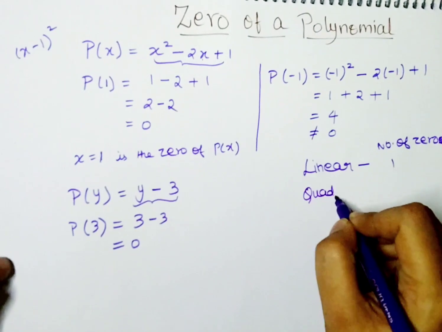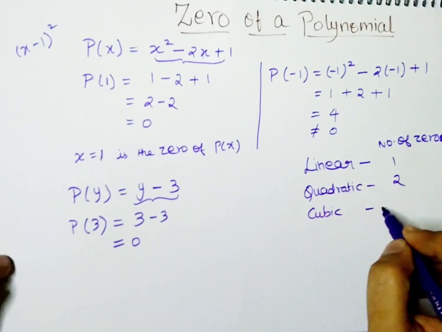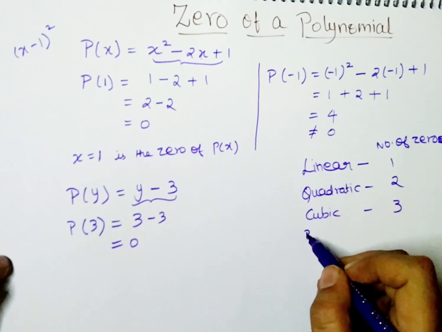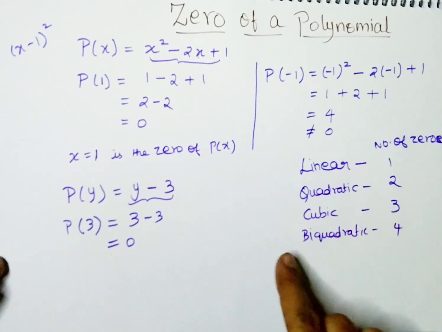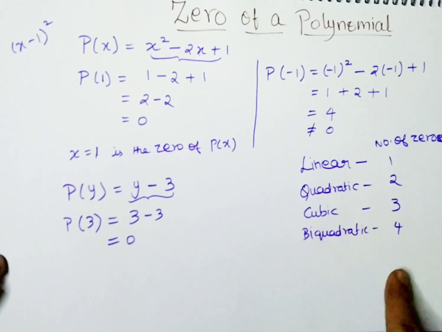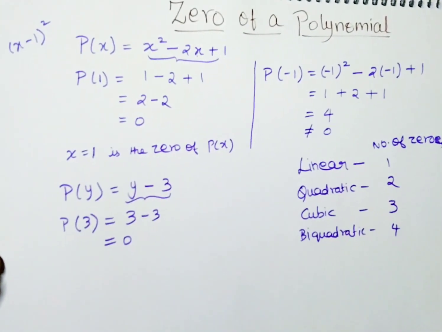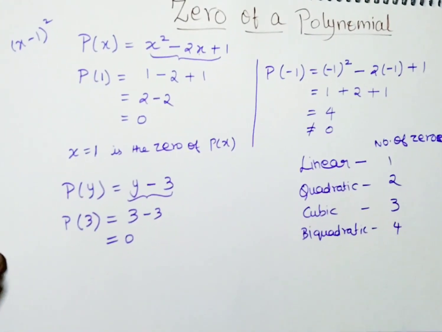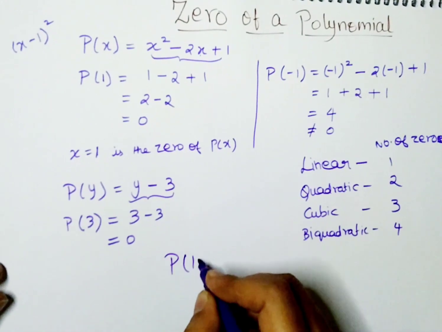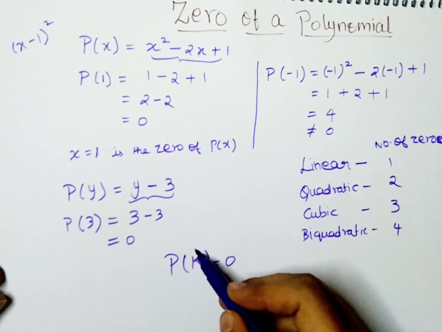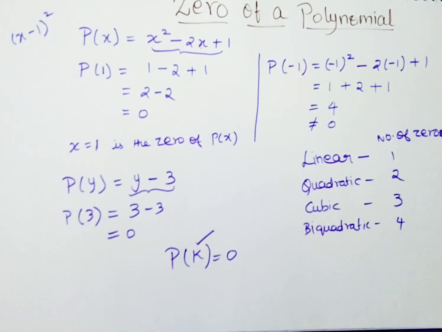For quadratic, the highest degree is 2, so we have 2 zeros for the polynomial. For cubic, the highest degree is 3, so 3 zeros. For biquadratic, the highest degree is 4, so it is 4 zeros. Whatever the highest degree may be, that many zeros we have. The numbers can be the same or different. If the polynomial has highest degree 27, then 27 zeros will be there. In general, we say if p of k equals 0, then k is a zero of the given polynomial. This is the basic concept.